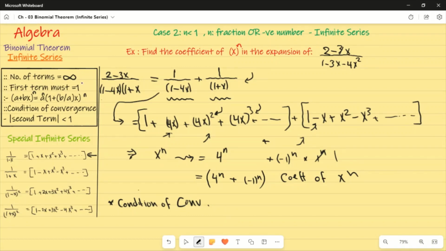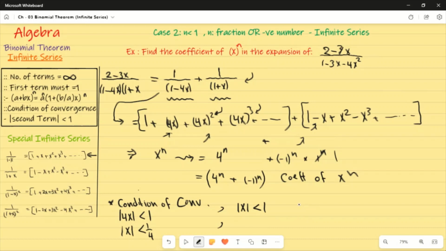From the first expression, we find that the condition of convergence is absolute value of 4x less than 1. So here x is less than 1/4. And for the second expression, absolute x less than 1. So here we have to take the intersection between the two.